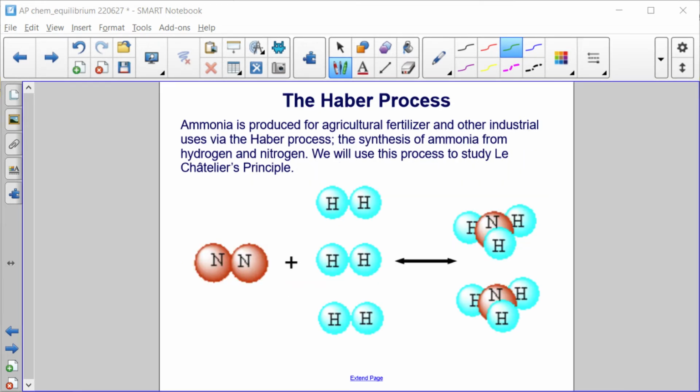The Haber process. Ammonia, NH3, is produced for agricultural fertilizer and other industrial uses via the Haber process.